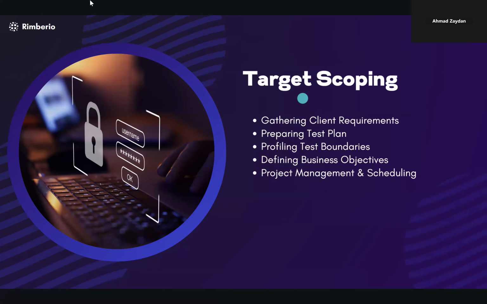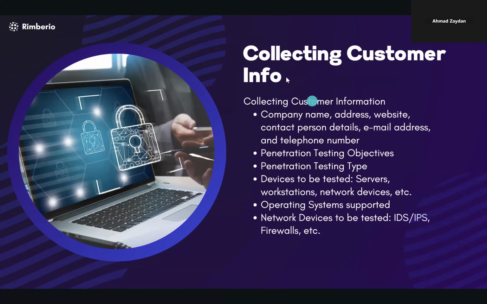But for target scoping, there's gathering client requirements, preparing a test plan, fulfilling test boundaries, and defining business objectives, as well as project management and scheduling. Things that we do in the act of ethical hacking and pen testing are collecting customer information such as company name, address, website, contact person details, email addresses, and telephone numbers.